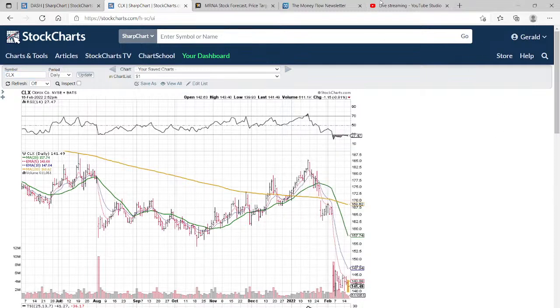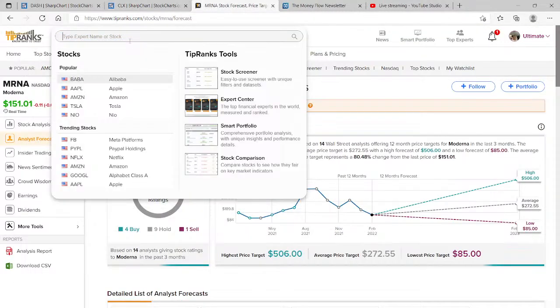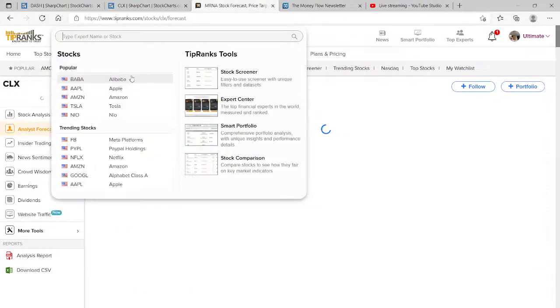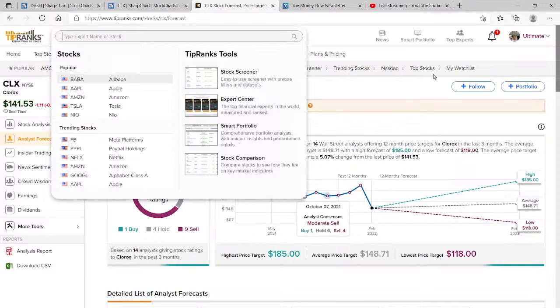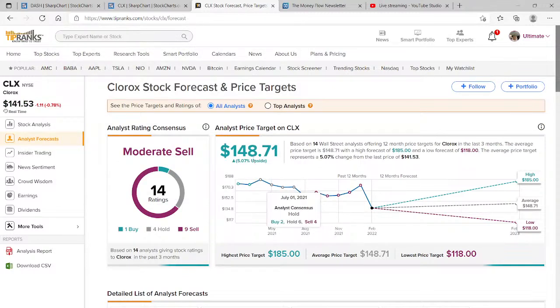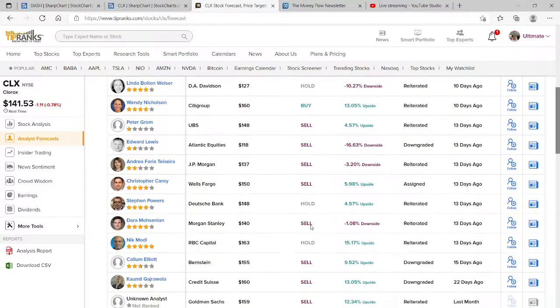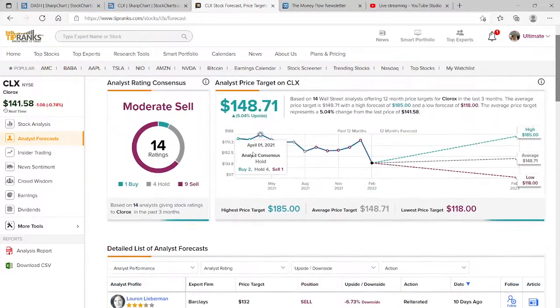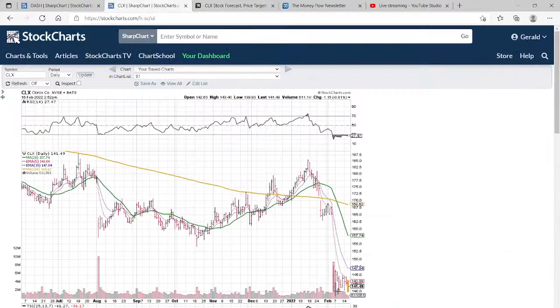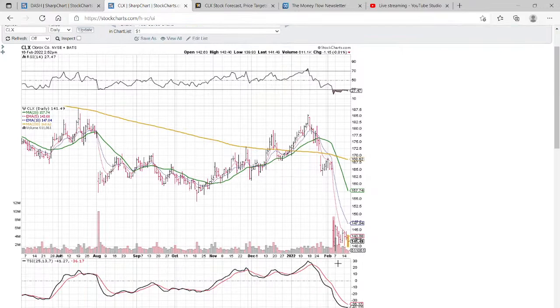So what is the TipRanks on Clorox? I think this stock got brought down, though, was part of the problem. Yeah, see, it's been brought down, down, down, down. They've been downgrading it, is the problem. Notice this sell, sell, sell, sell. And they've just walked this target down. I don't know, man. I still like it, though.